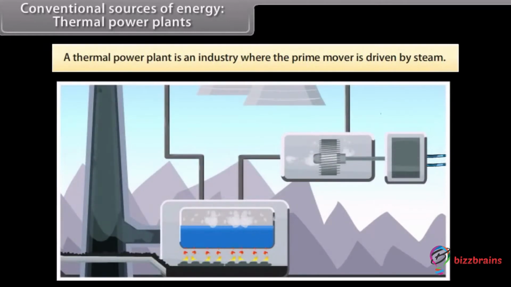Conventional sources of energy, thermal power plants. A thermal power plant is an industry where energy is generated by steam. Here, water is heated and then it is turned into steam. This in turn spins a steam turbine, driving an electrical generator. After it passes through the turbine, the steam is condensed in a condenser and recycled to where it was heated.